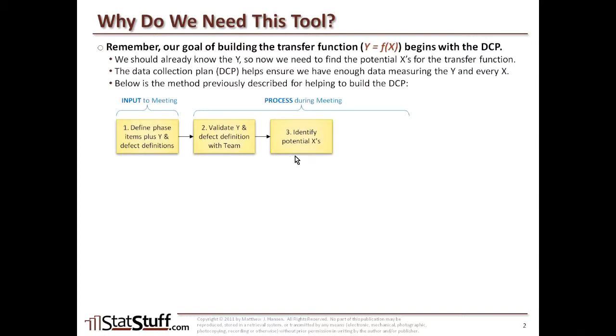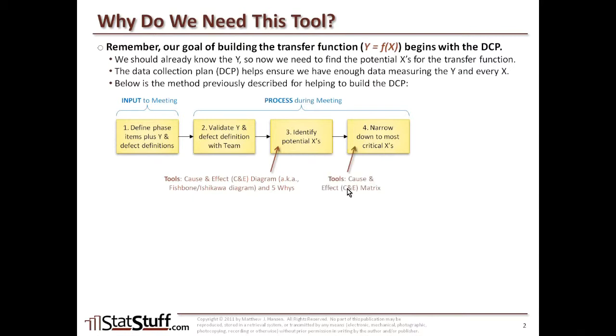And next we want to identify all the potential x's that the team believes could be part of the transfer function. We might use several tools again, like the cause and effect diagram, which is also the fishbone and Ishikawa diagram, and also the 5 whys tool. Once we've identified the potential x's, then we move on to the next step, which was narrowing down those potential x's to what we consider to be the most critical x's. This is where we might use the cause and effect matrix, or the C&E matrix, to figure that out.